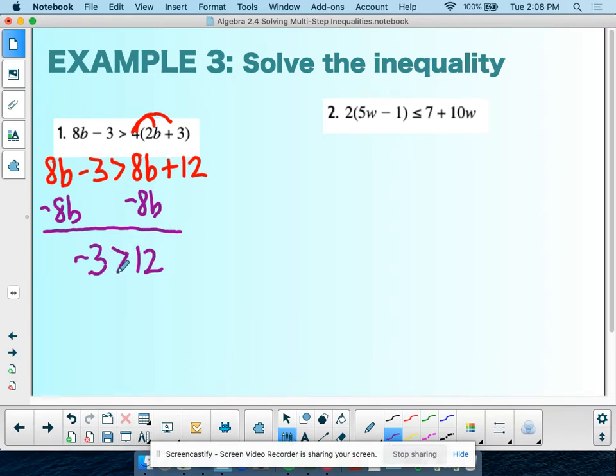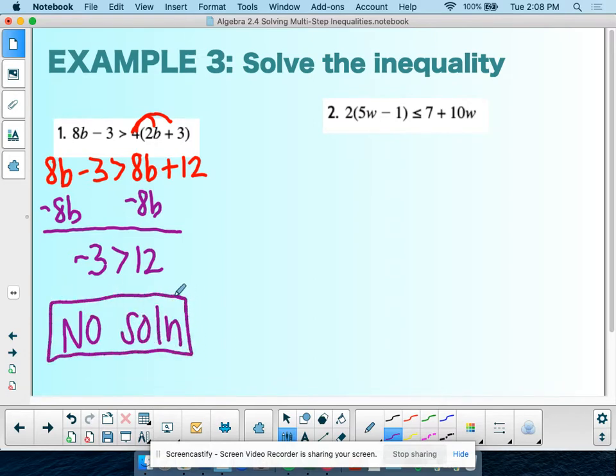So it should say negative 3 is greater than 12. Is negative 3 greater than 12? No. So I have no solution. It's not a true statement. There's not an answer. No solution. There's no number that we could plug into this inequality that would make it true. Okay, let's see what happens on this one.